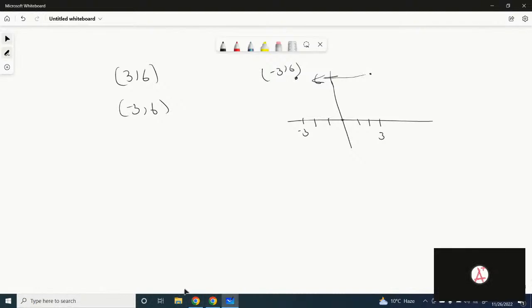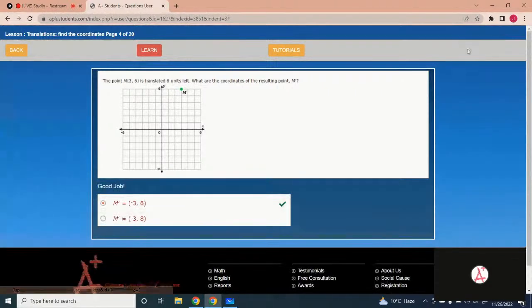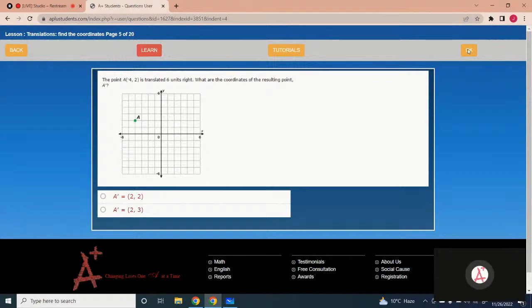Got it? Just select the correct option and then click on the OK button. Okay, what are the new coordinates? The point A is -4, 2 is translated 6 units right. What are the coordinates of the resulting point A? It moved right. That means you have to add 6 to the x component.